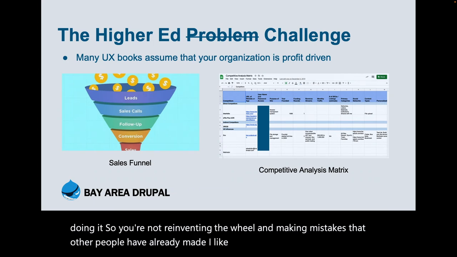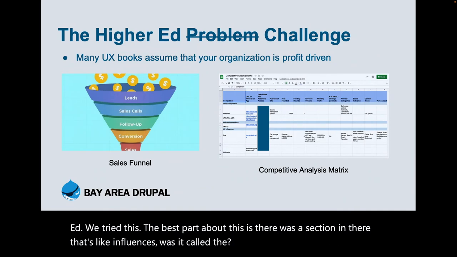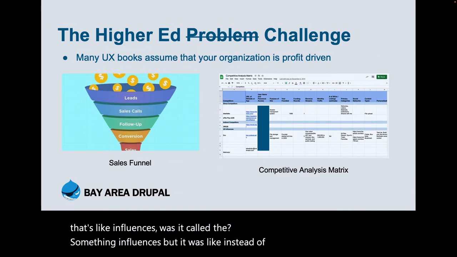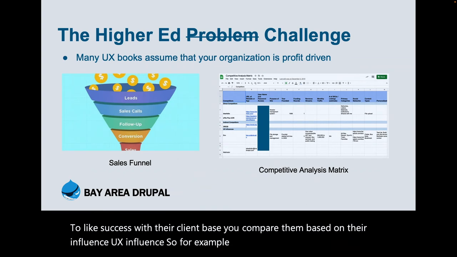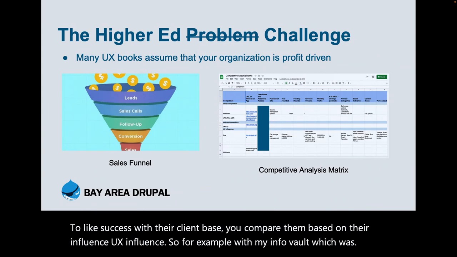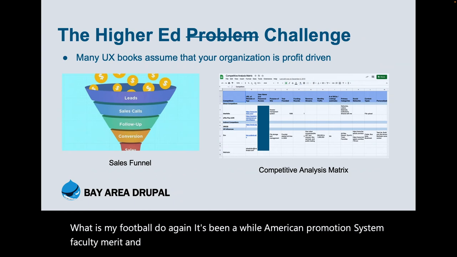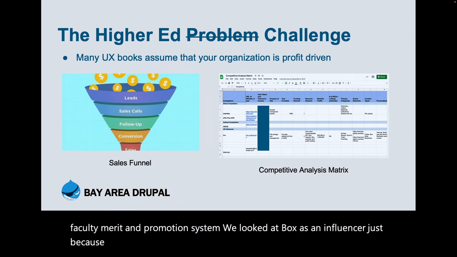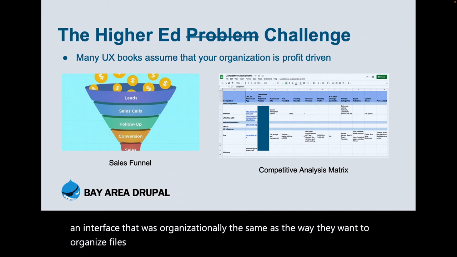I liked this. Didn't apply so well to higher ed. We tried this. The best part about this is there was a section in there called influences. Instead of comparing them based on success with their client base, you compare them based on their influence, like UX influence. So for example, with MyInfoVault, which is a faculty merit and promotion system, we looked at Box as an influencer just because of the interface. It's very unrelated, but they were still providing an interface that was organizationally the same as the way they want to organize files for these faculty promotions.